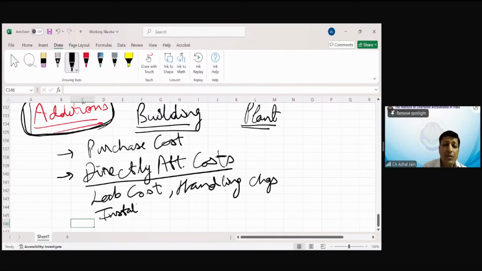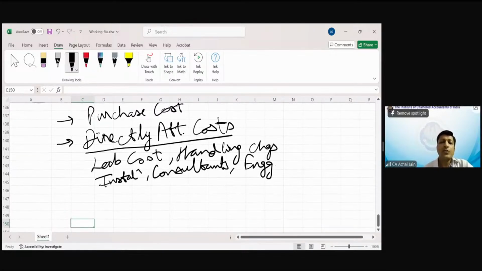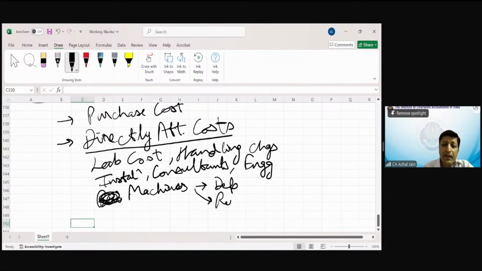Okay, so handling charges, installation cost. Now, in terms of installation, what do you mean? Okay, so labor cost could be there. Then the consultants cost could be there. Engineers may be involved. They may also be getting some salaries or the consultancy fees. So their cost could be there. Machines may be used for construction, on which there will either be a depreciation or rental. So that will also get added to the cost of the asset, means the building or the plant.